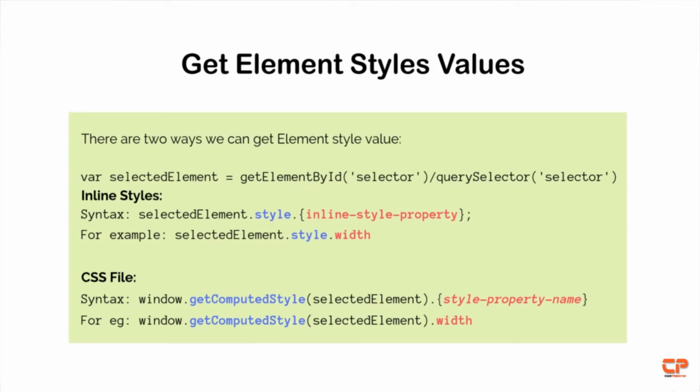If the element has inline styles, then you can simply do selectedElement.style.inlinePropertyName. But if you have styled elements using a CSS file, then you need to use this method: window.getComputedStyle(selectedElement).propertyName. Before we try these, let me show you what computed styles are.